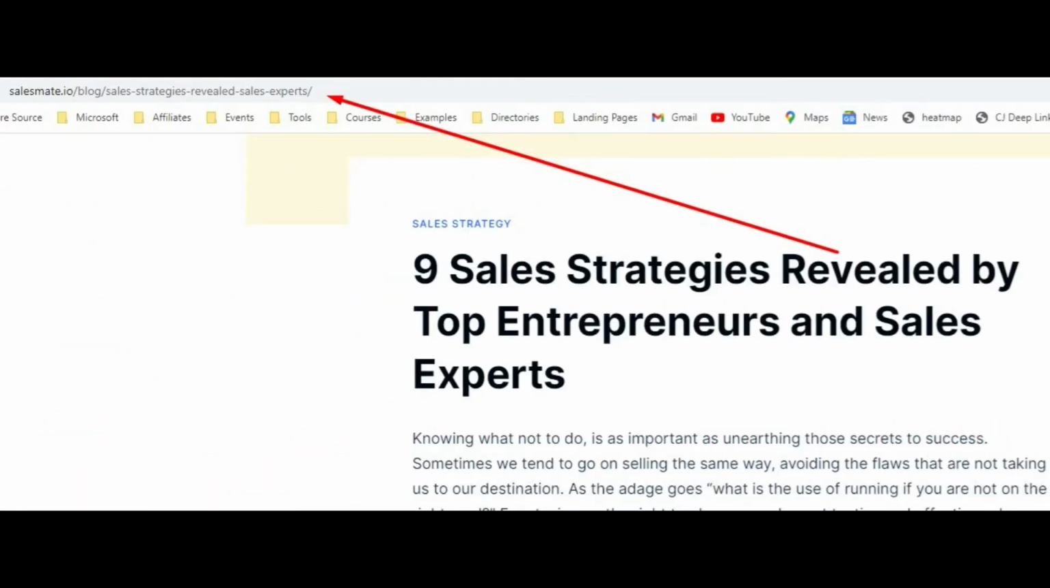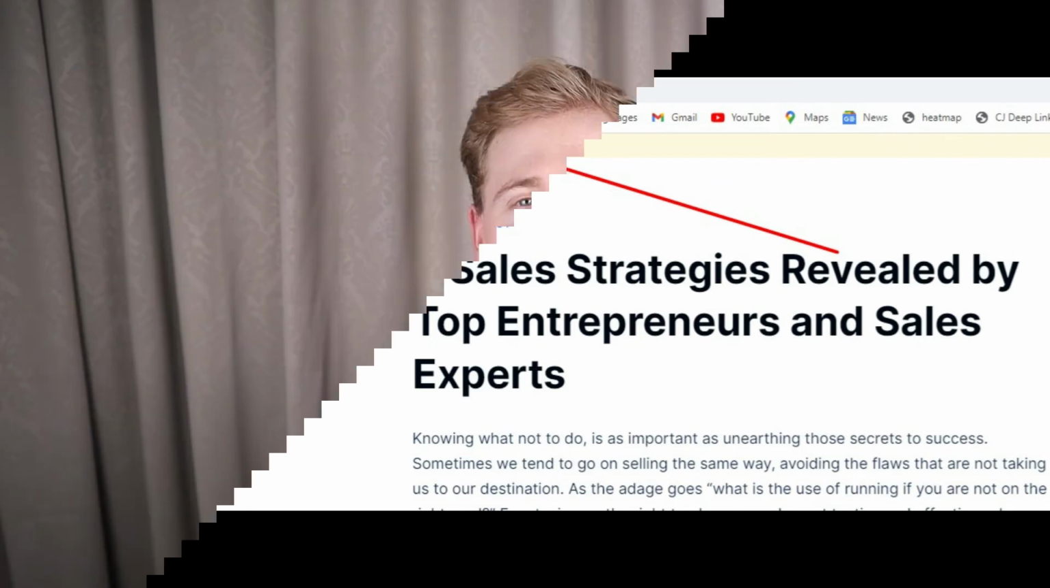Another example could be this web page. As you can see, they are targeting the keyword sales strategies as well. However, then there is the additional information by revealed sales experts, which would be perfectly fine in the title to increase click-through rate, but not in the URL. Again, this doesn't serve any purpose and it doesn't need to be there. Thus, I will recommend you to delete this from the URL and use it only for your title.